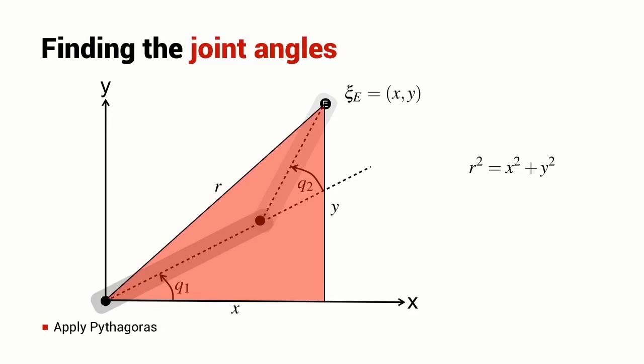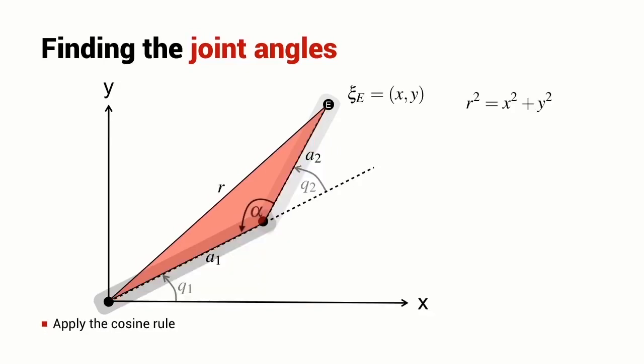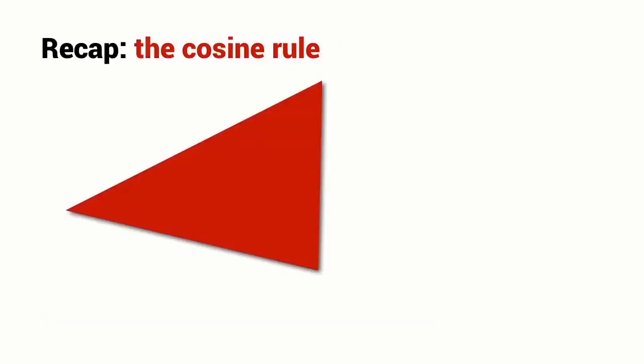So far so easy. Now we're going to look at this triangle highlighted here in red, and we want to determine the angle alpha. In order to do that, we need to use the cosine rule. And if you're a little rusty on the cosine rule, here's a bit of a refresher. We have an arbitrary triangle. We don't have to have any right angles in it.